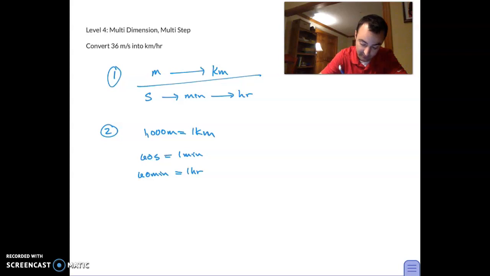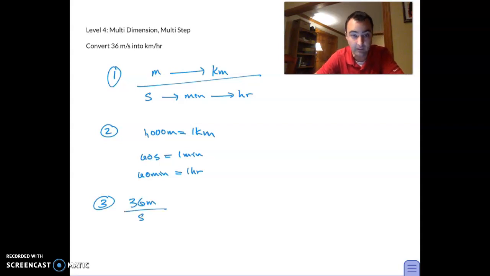And then the last part, just like in all of the other examples, is to set up the units in a way that allows the units to cancel. So if you start with 36 meters per second, we need to multiply meters into kilometers. The meters to start with are in the numerator, which means we need meters down here in the denominator. So that's 1,000 meters on the bottom, 1 kilometer on the top.